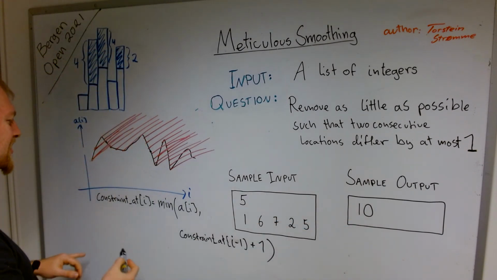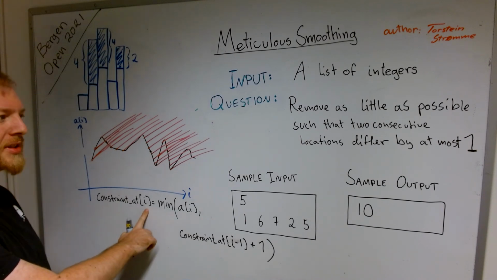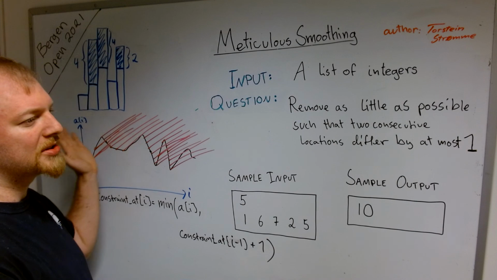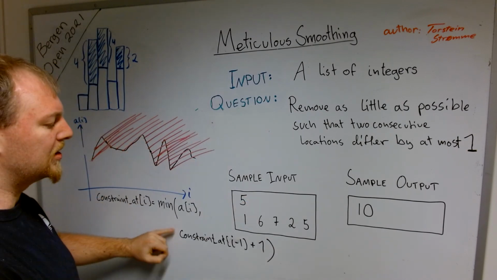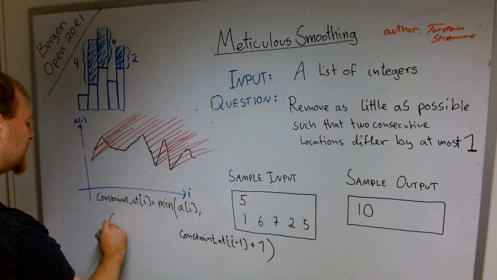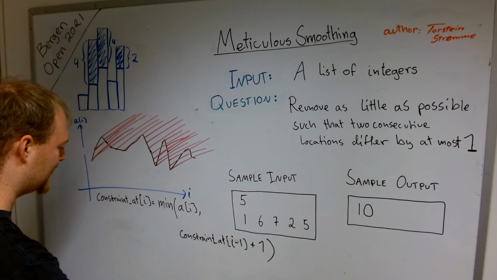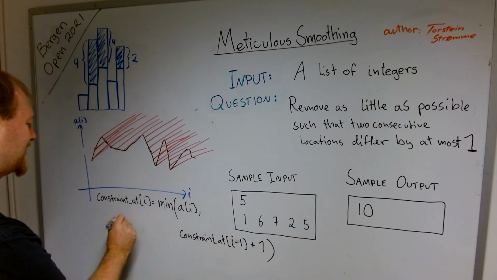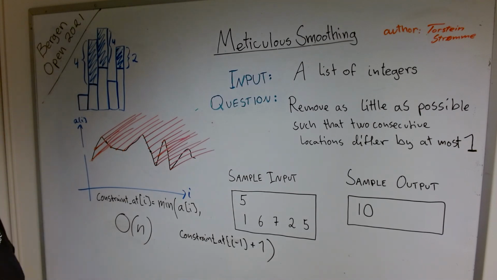So the runtime of this should be quite good. Calculating this quantity, I do it twice at each point, like once going forward, once going backwards. And this is done in constant time. So in total, we have a linear runtime for this one.